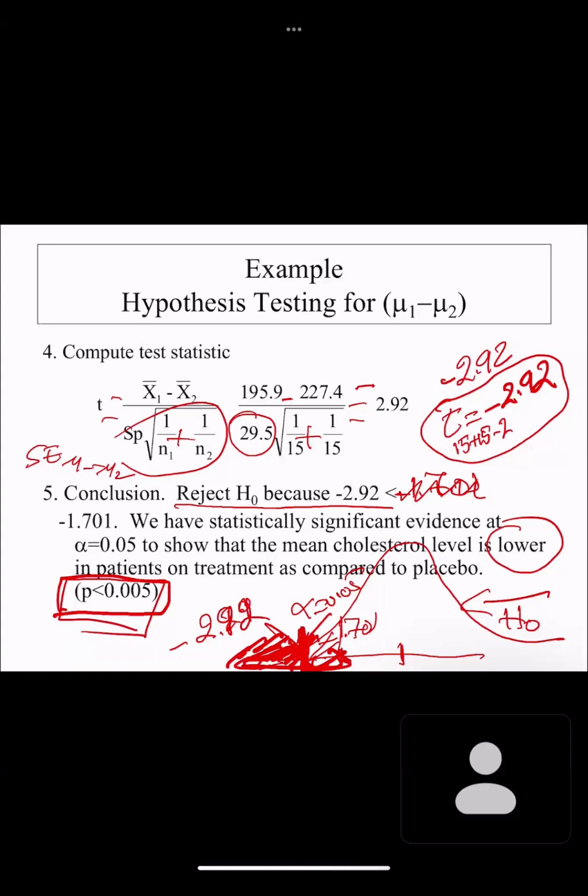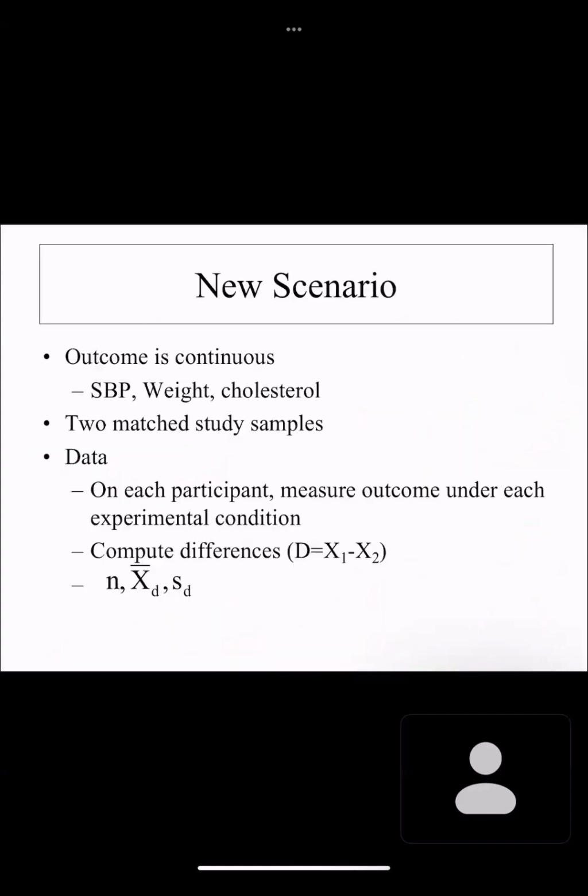Okay, so I set my hypothesis, I decide on the decision rule, I conduct a test statistic, I compare my test statistic to the critical value, 1.7, and then I do my conclusion. And I can then compute or find the P value of my test statistic. So the P less than 0.05 is the P associated with minus 2.92.